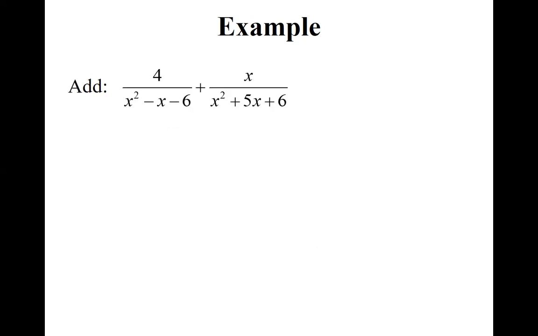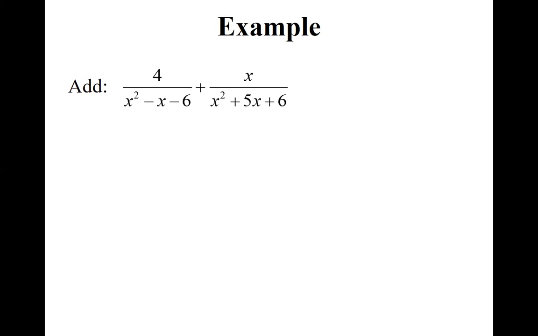Once again, we're adding two rational expressions. They don't have the same denominator. We need a common denominator. In order to find that common denominator, we need to write this completely factored. To factor the bottom left, we need numbers that multiply to -6 and add to -1.